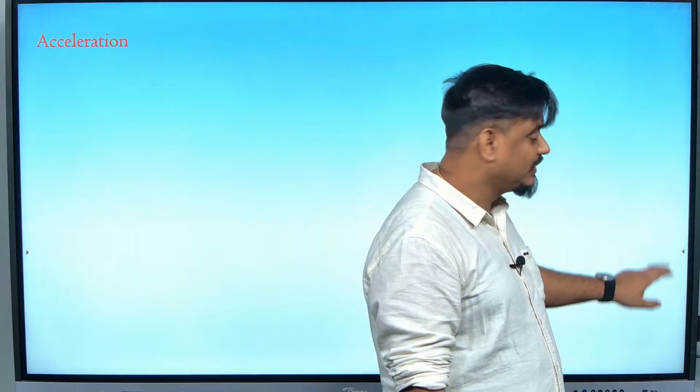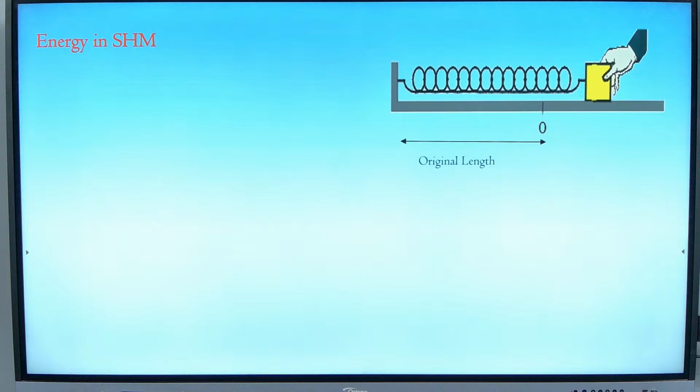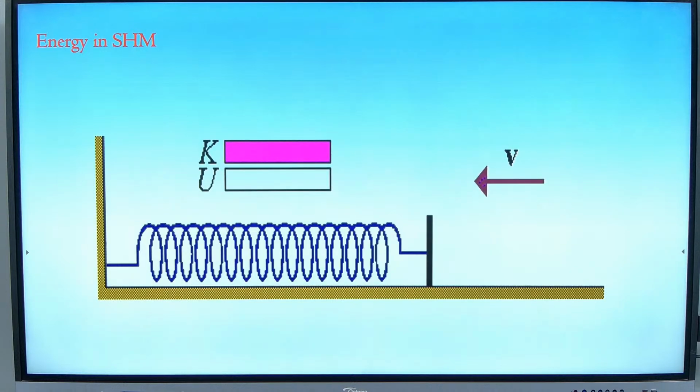Coming back, now we got displacement, we got velocity, we got acceleration. Next we will go to energy, shall we? Shall we go to the energy graph? Energy equation first, then we will go to the graph.